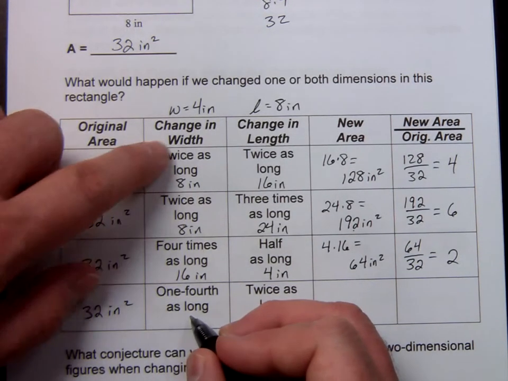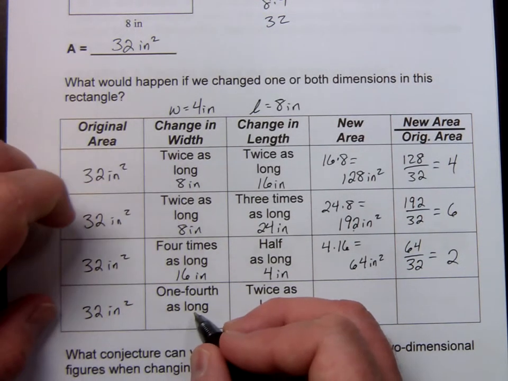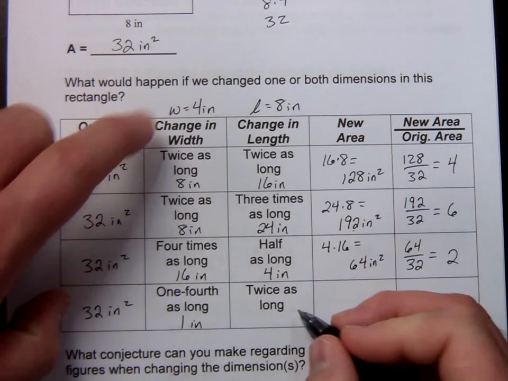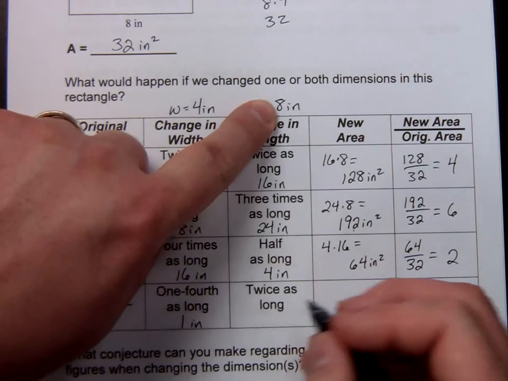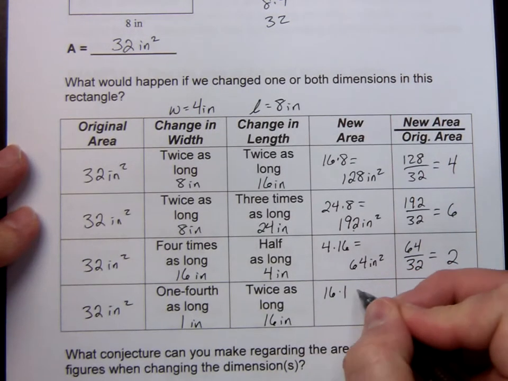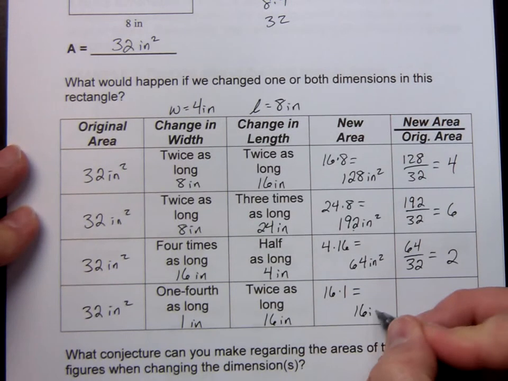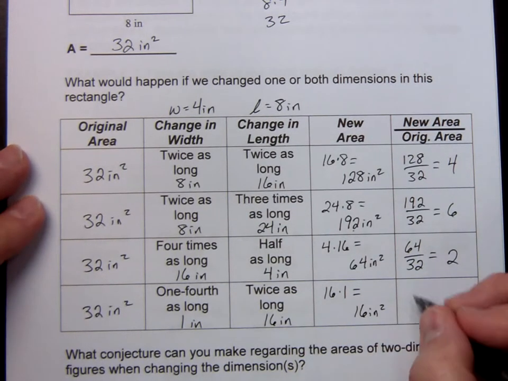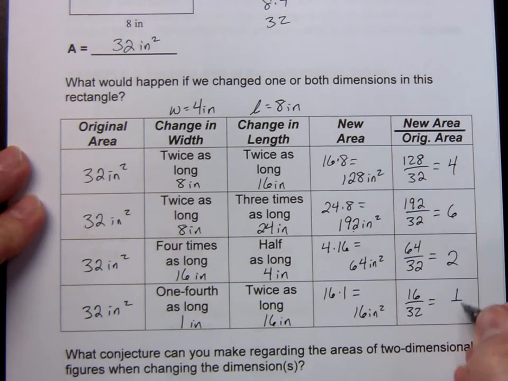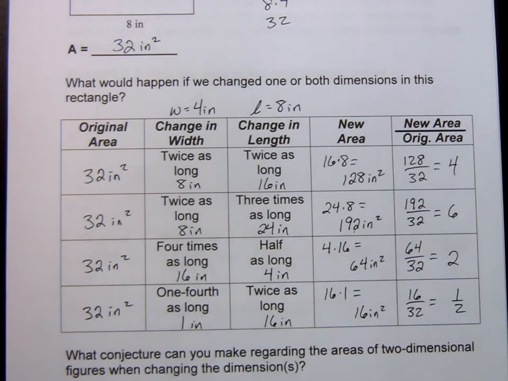All right, last one, and then we'll try to see if we know the pattern. The width is going to be 1/4 as long. So 1/4 of 4 would just be 1. And the length twice as long, so 2 times 8 is 16. Then we do our length times our width and get an area of 16 inches squared. So we take our new area, divide it by the original area, and we find out that our area is now half the size that it used to be, based on those changes.